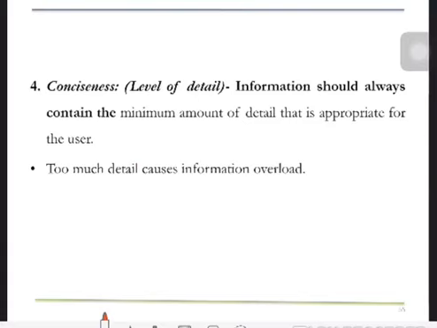Information should always contain the minimum amount of detail that is appropriate for the user. በጣም ዲቴል መሆን የለበትም። ሚኒመም አማውንት ኦፍ ዲቴል በጣም ዲቴል ከተፈጠረ ኢንፎርሜሽን ኦቨርሎድ ይፈጠራል። ለምሳሌ ሰሞኑ ስለ ኮሮና የምንሰማው በተለያዩ ሚዲያዎች የተለያየ ኢንፎርሜሽን እንሰማለን። የተለያየ ኢንፎርሜሽን በተለያዩ ሚዲያዎች በምንሰማበት ጊዜ ኢንፎርሜሽን ኦቨርሎድ ይፈጠራል። ኢንፎርሜሽን ኦቨርሎድ ሲፈጠር ደግሞ የትኛው ኮሬክት ነው የሚለውን አይዴንቲፋይ ማድረግ ሊከብደን ይችላል። ሶ ሌቭል ኦፍ ዲቴሉ as much as possible አፕሮፕሪየት መሆን አለበት። ሶ ቱ ማች ዲቴል ከሆነ ኢንፎርሜሽን ኦቨርሎድ ይፈጠራል። So level of detail.